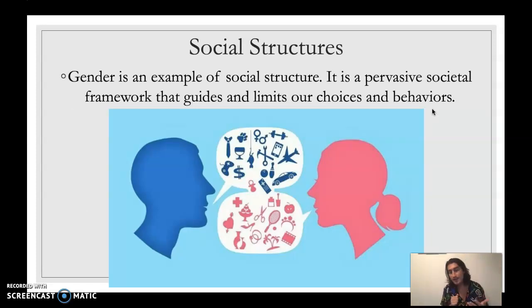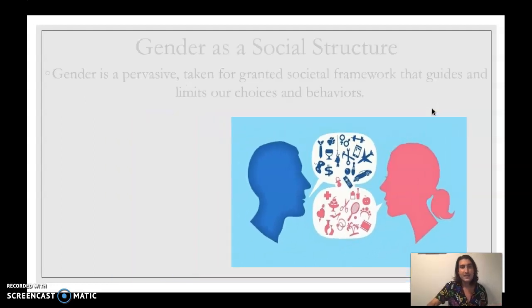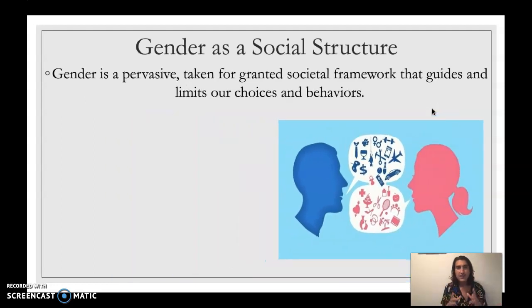So gender is a great example of a social structure. It's something that we all are affected by every single day, whether or not we even think about it. And it's something that is so pervasive that the framework of gender that guides and limits our behaviors and choices is, again, something we take for granted constantly, right? So let's look in more detail, specifically using gender as an example of a social structure to get a better understanding of exactly what these social structures are and how significant they are in our lives.